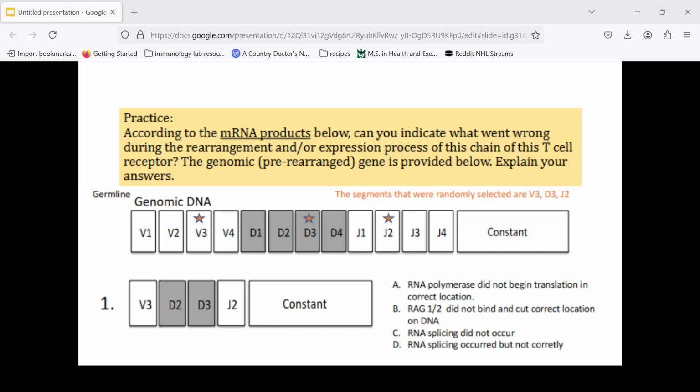What would you guys say? B. Brilliant. B. RAG1 and RAG2. Why? Because we've got two Ds, which means one of our Ds was grabbed wrong. Brilliant. Okay.